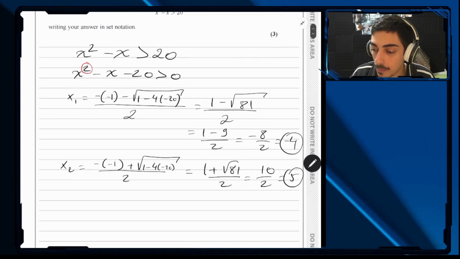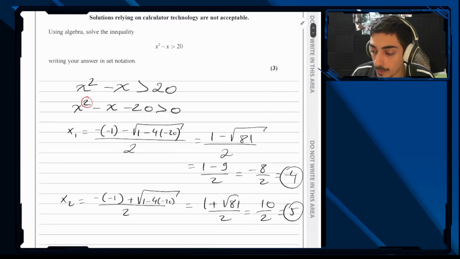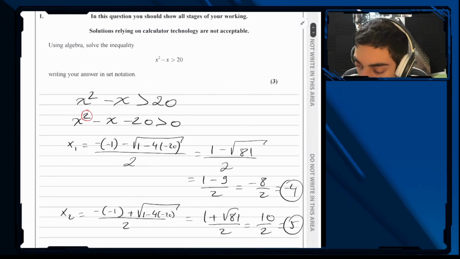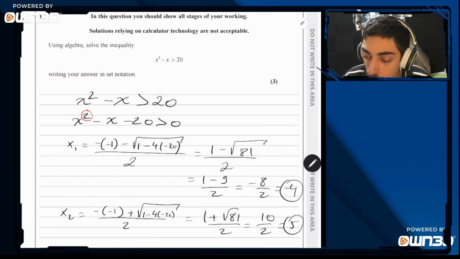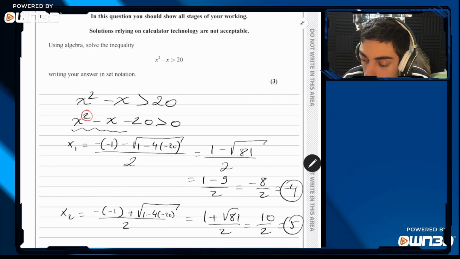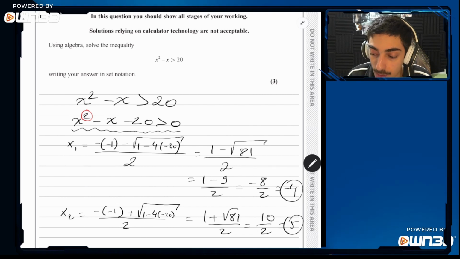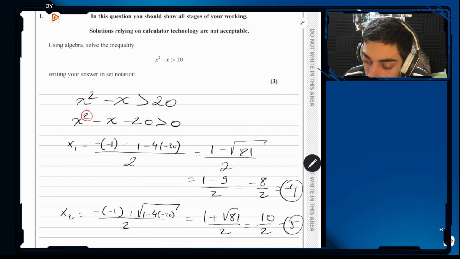Okay. Now, we're not done. Why? Because this is asking me to give the answer for this. For what values is this equation, which we translated to this, for what values is it positive? For what values is this guy positive?